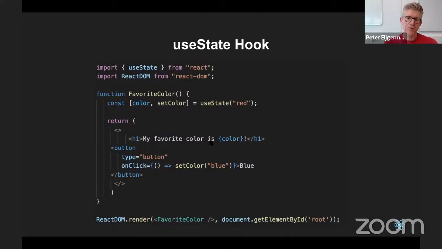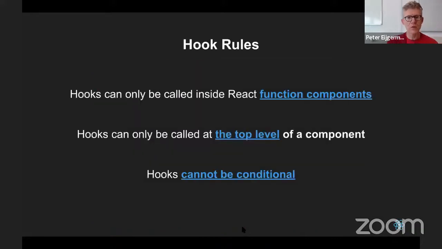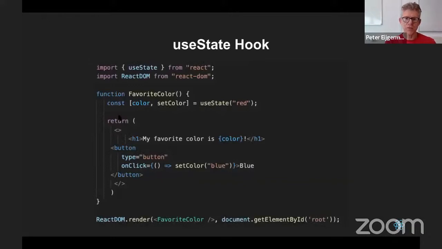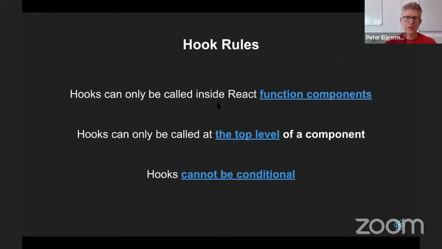Here I render my favorite color, and I have defined a button with an onClick event. With this I trigger the function setColor, which is defined here via the useState hook, and it will update the color to blue. So my favorite color is blue will be printed here. So what I say: hooks can be called inside React functional components only, and can only be called at the top level of the component. So always at the top, as it is defined here. And hooks cannot be conditional.